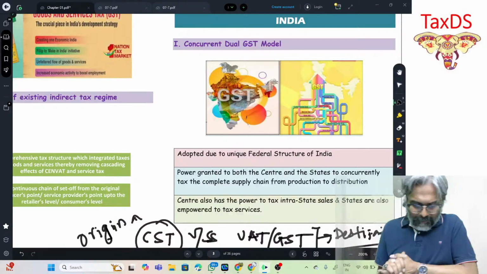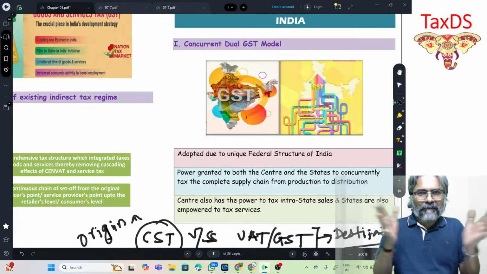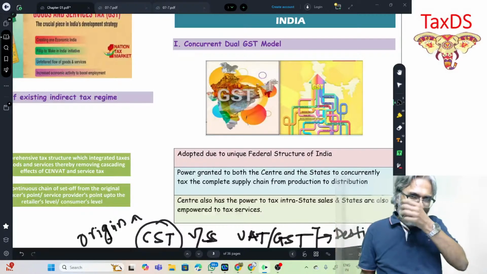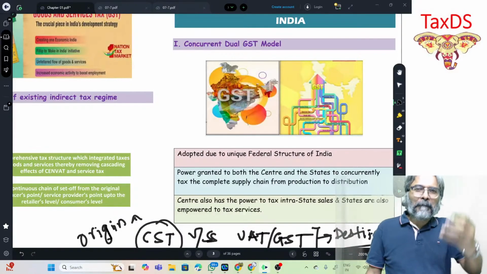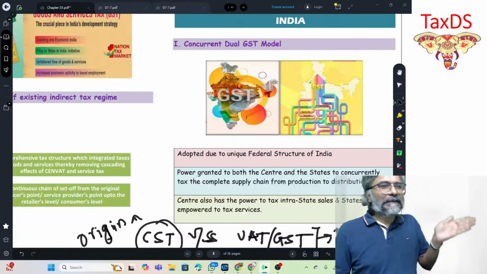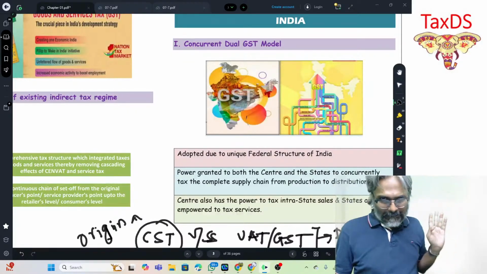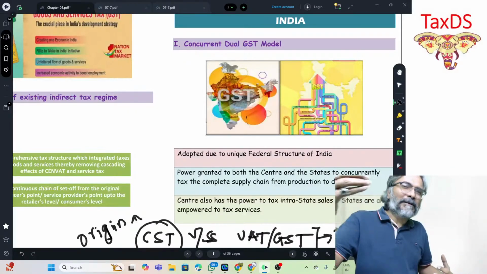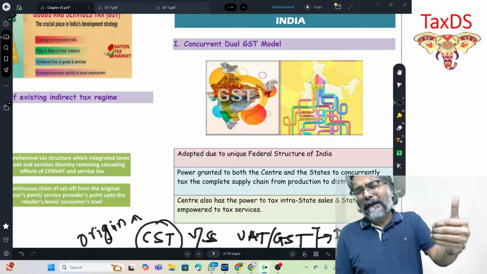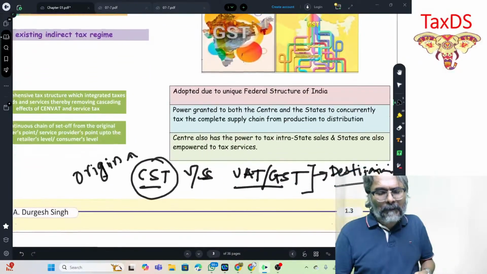Students, federal structure would imply what? That we have a center and various states to govern or implement a law. So this GST law is implemented at both the center as well as the state level. That is what you understand by the term federal structure. Both of them are doing the implementation of the GST.